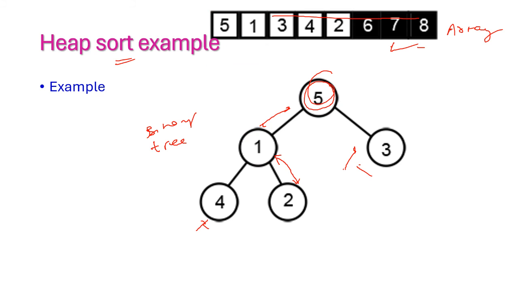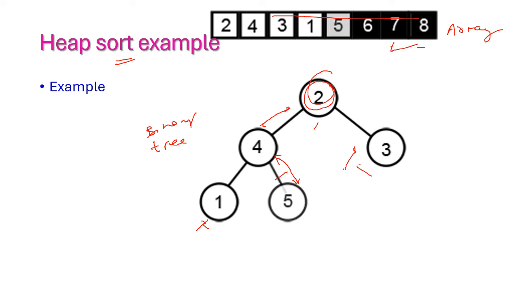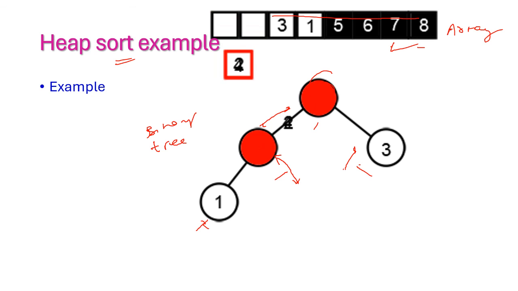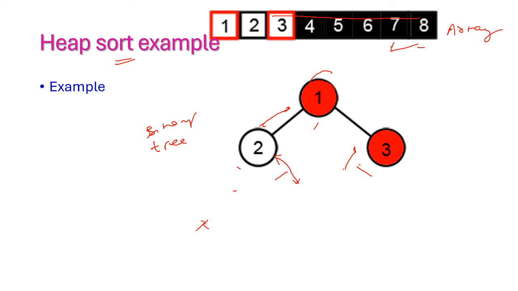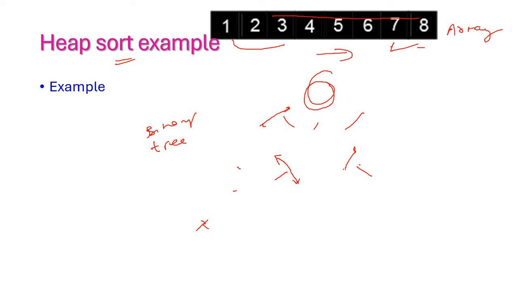Next heapifying. Okay, now 5 will be exchanged with 2, and 5 will be removed from the tree. And next heapifying. And 4 will be exchanged with 1, and 4 will be removed. So the maximum value will be exchanged here, and this will be removed. And though it is in 2, we need to follow the same procedure. Okay, so 2 will be removed and 1 will be removed, and finally we get the properly sorted array.